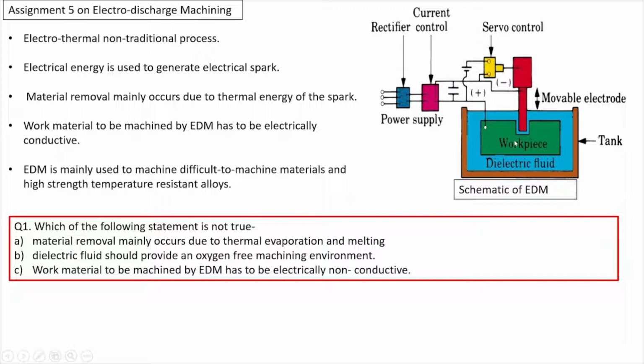The tool is connected to the negative terminal of the generator. We will see how the generator works to flow the electricity; we'll come to the RC circuit and those generators. Here, the tool is connected to the negative terminal of the generator, and the workpiece is connected to the positive terminal. So an electric field is established between the tool and the workpiece material.